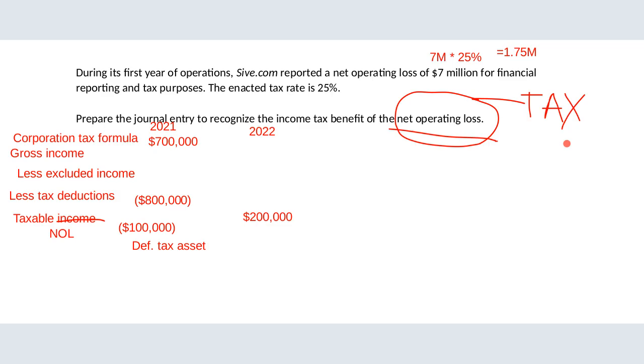So debit our deferred tax asset for 1.75 million, and then credit income tax expense. They should probably credit income tax benefit, but your book wants to do it this way, so we'll do it this way. It nets up to being the same thing. We're basically reducing the income tax expense by the tax benefit of the deferred tax asset. All right, so ta-da, that was it.